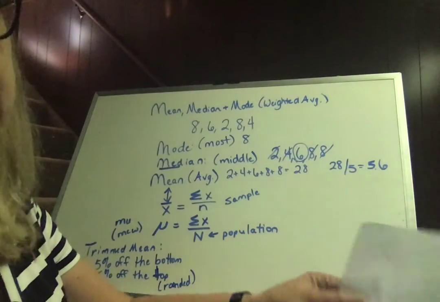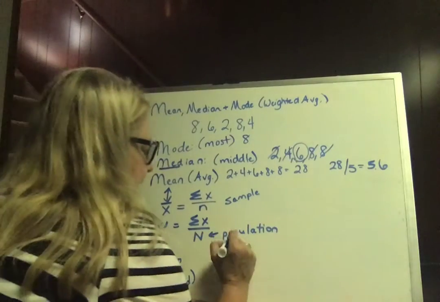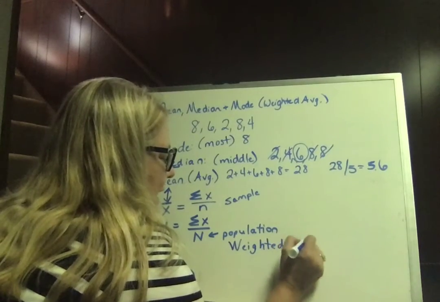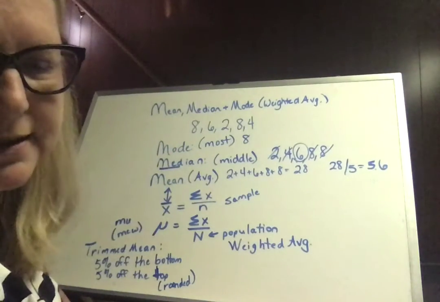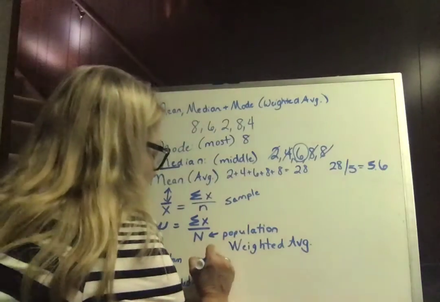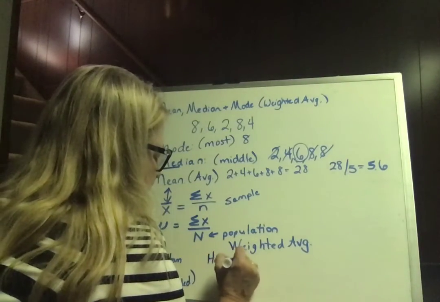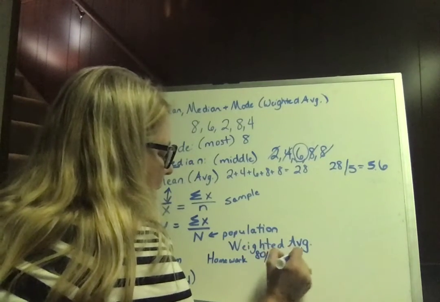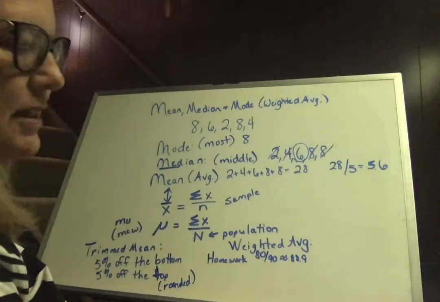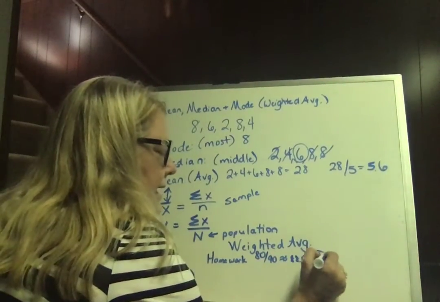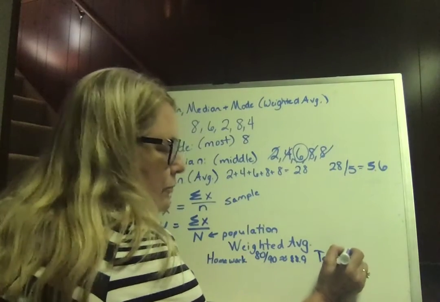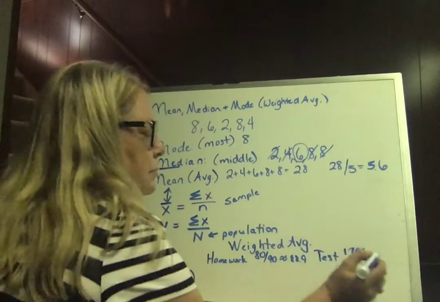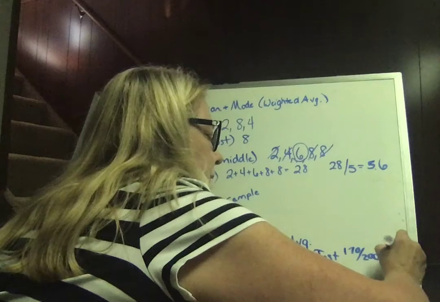The other thing that will come up rarely is a weighted average. That used to mean a lot at Oak Park High School because we had weighted averages for grades. For example, you had a certain amount of homework, and if you got 80 points of the 90 points, that was about 88.9%. But you also had tests, and they counted more. So if we had 2 tests, and you had 170 out of 200 total points, that's about 85%.